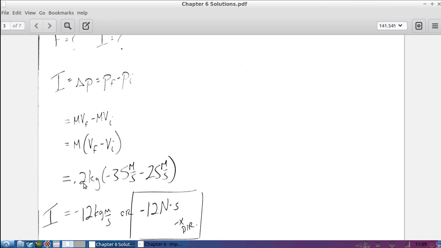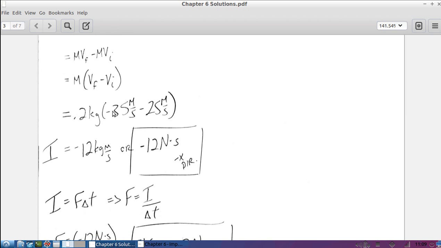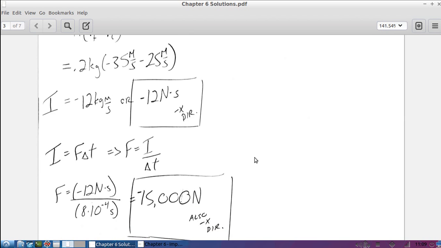Substitute 0.2 kilograms in for the mass. V final was negative 35 meters per second minus a positive V initial. All right, so that works out to be negative 60 meters per second. So mass times change in velocity is negative 12 kilogram meters per second. So that tells me the impulse is in the negative direction, which makes sense with my system. Right, the force is acting in the negative x direction. So I found the impulse first.